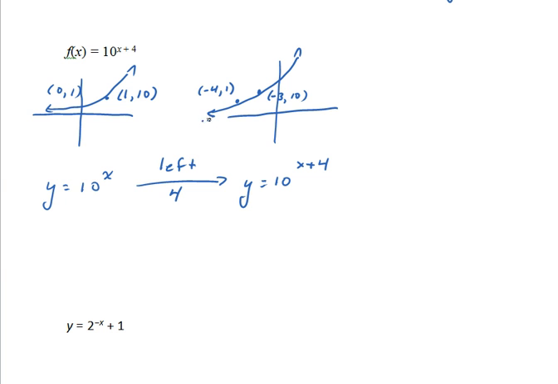And so the domain continues to be negative infinity to infinity, and the range continues to be 0 to infinity. 0 is not included. The horizontal asymptote is y equals 0, or the x-axis.